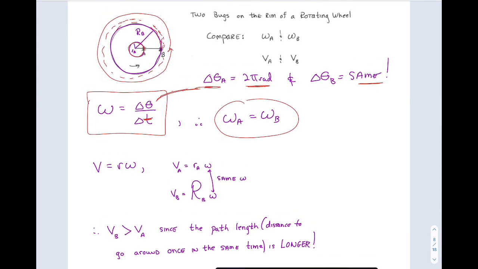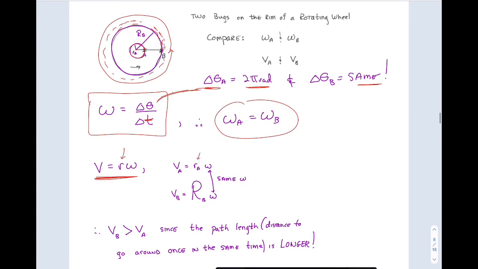Now, the linear speeds are different. The linear speed depends on how far you're out from the axis of rotation, from the center. So bug A is close in, so it has a small radius. Bug B is way out here. That's a far radius. So here's bug A, only has to go that distance. I'll make that smaller. Here's bug A, only has to go that distance. And bug B is way out there.